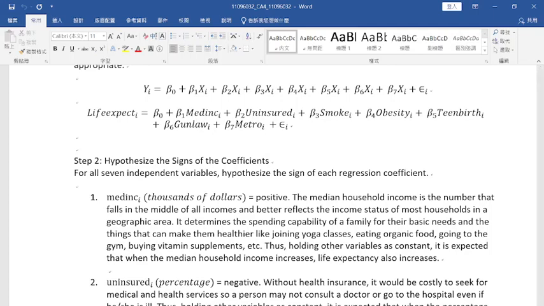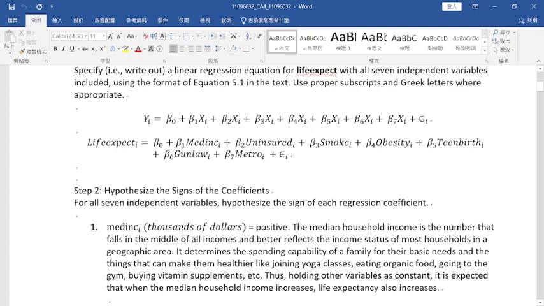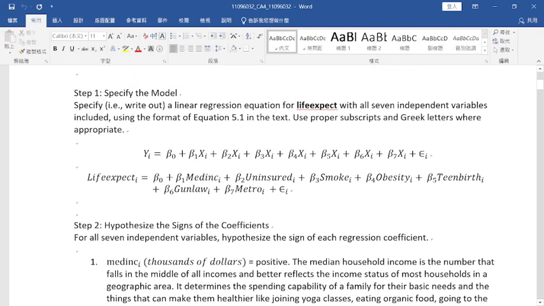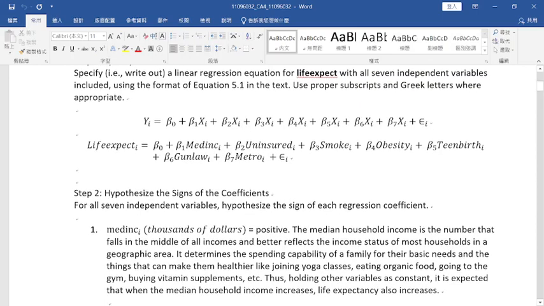Okay, so let's begin. For step one, we have to specify the model based on equation 5.1, using the given seven independent variables. Life expect, which is the y variable, is equal to beta 0, or intercept, plus the seven other independent variables. As mentioned on the screen, there are a lot.